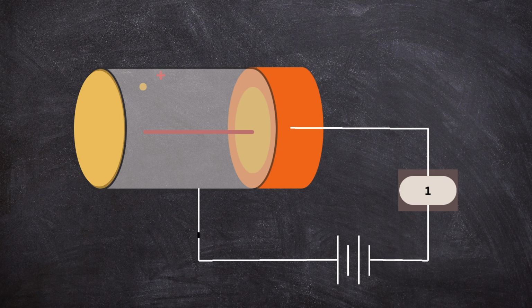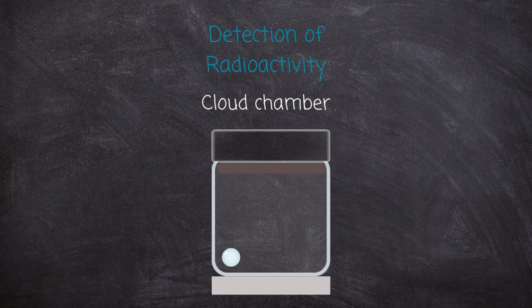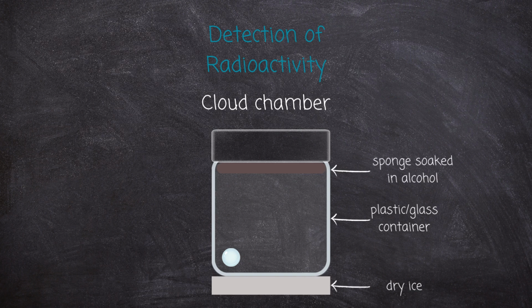Another radioactive detector is the cloud chamber, which produces images to show the presence of radiation. It consists of a plastic or glass container that sits on dry ice, a dark material such as a sponge soaked in alcohol, radioactive material, and a detachable lid.